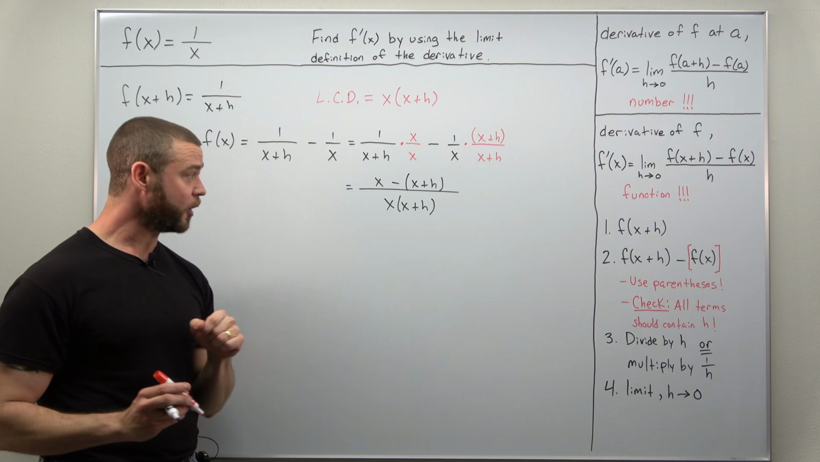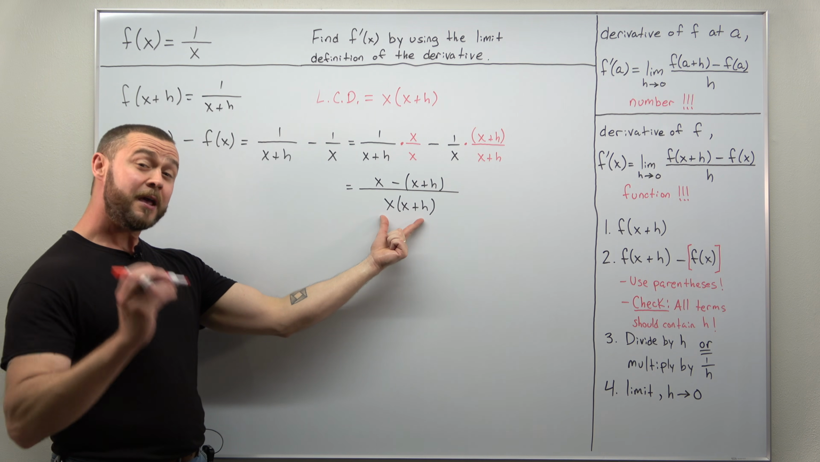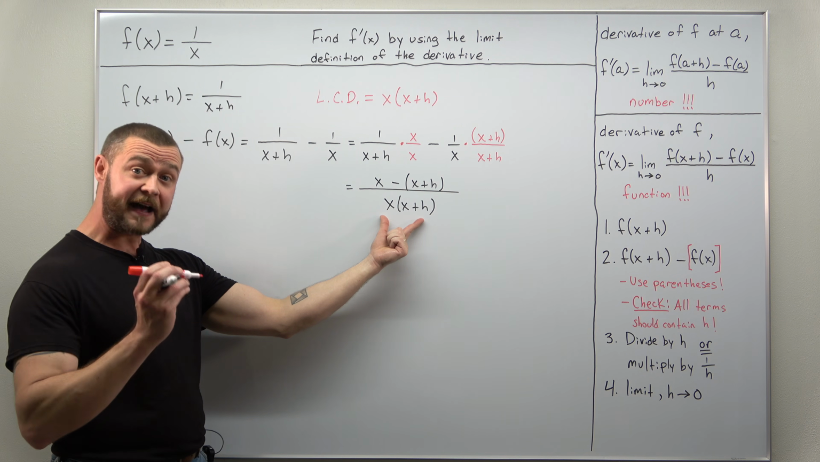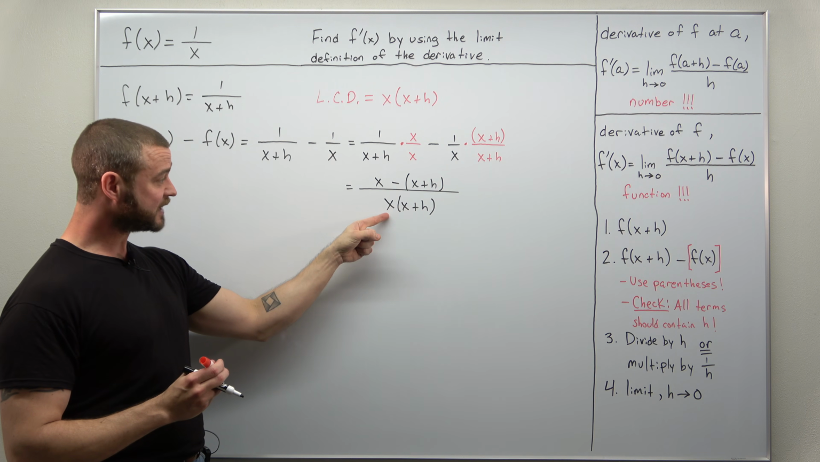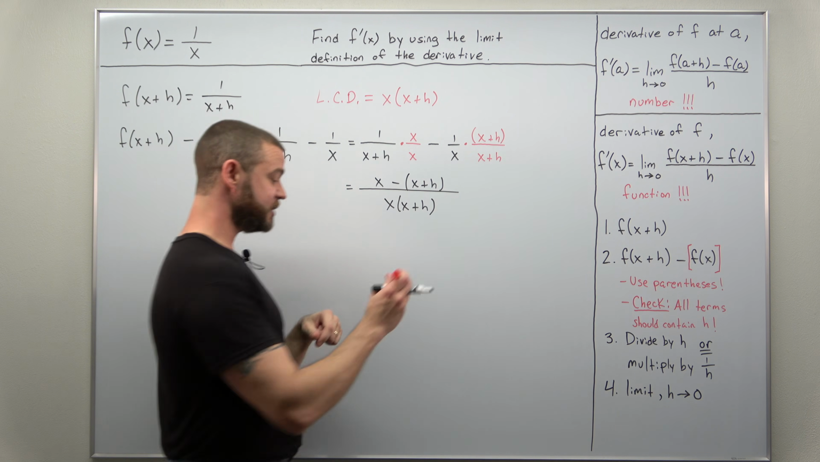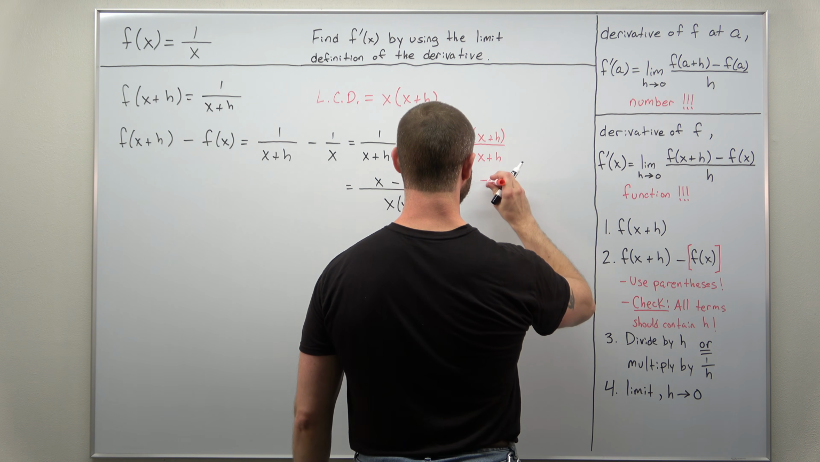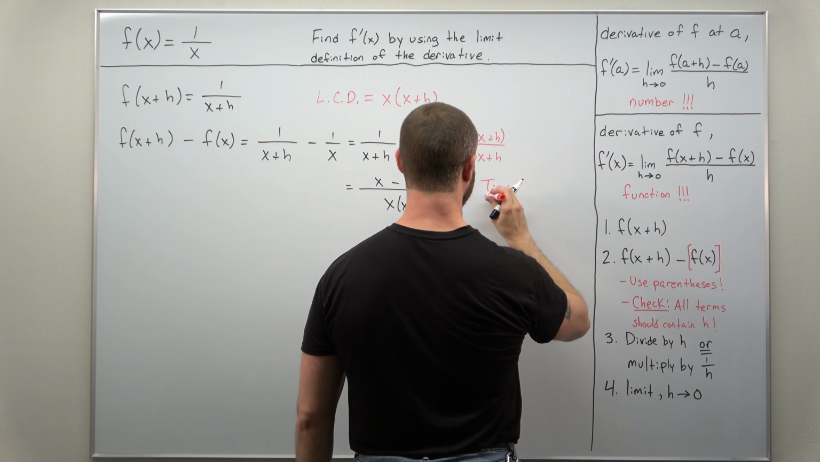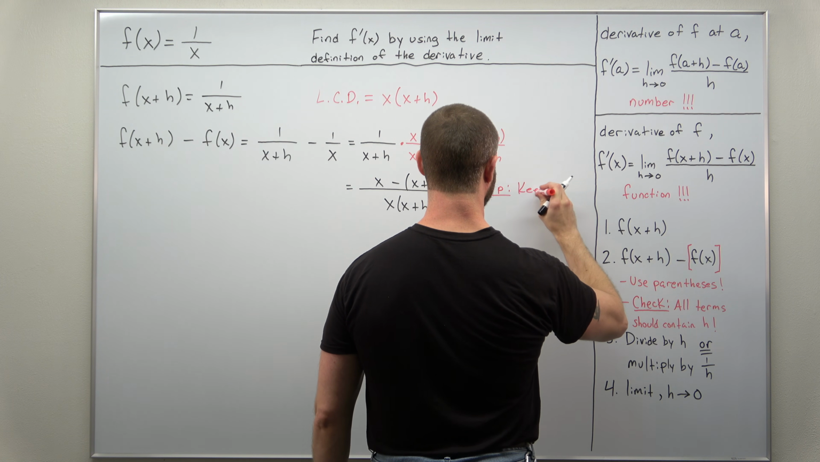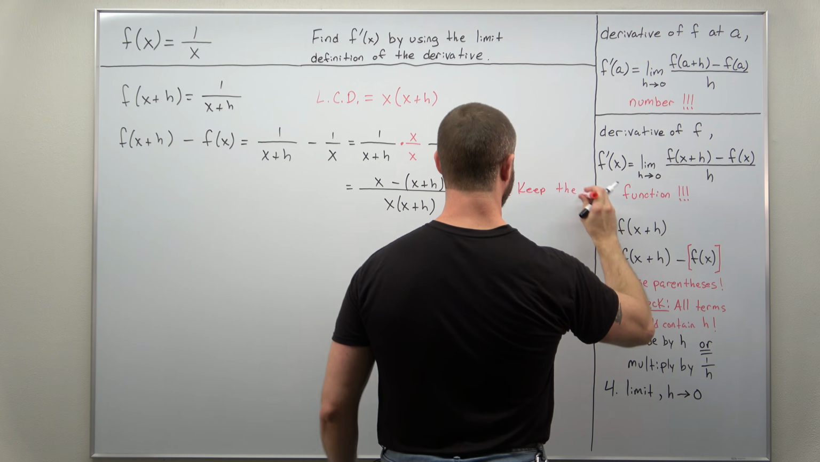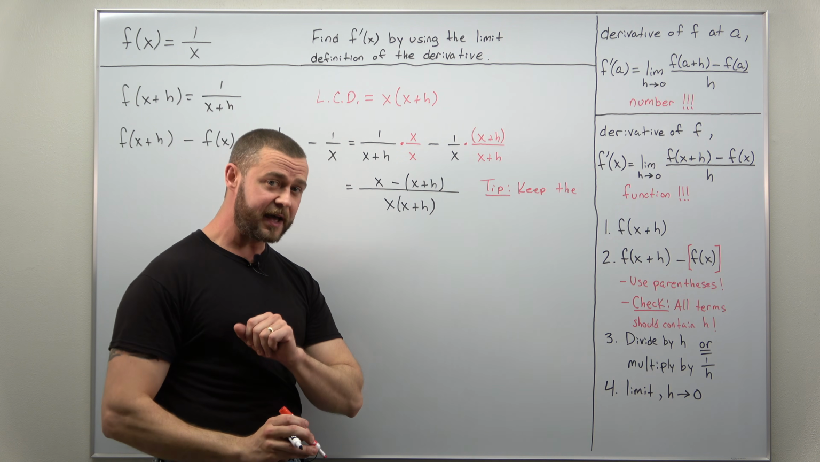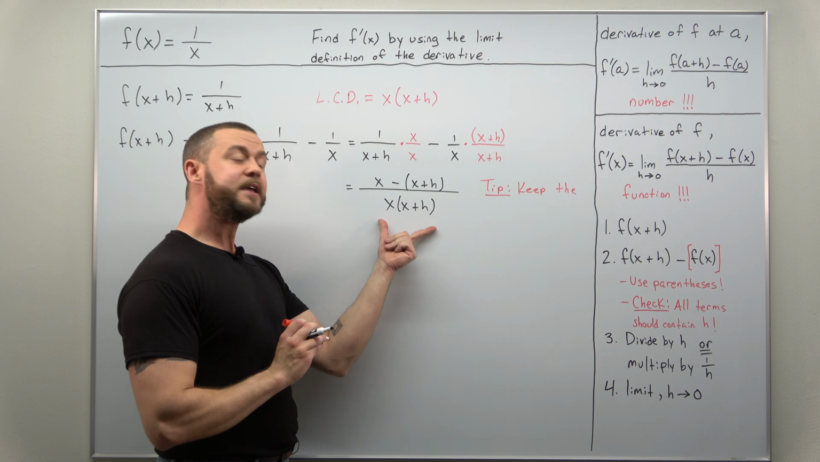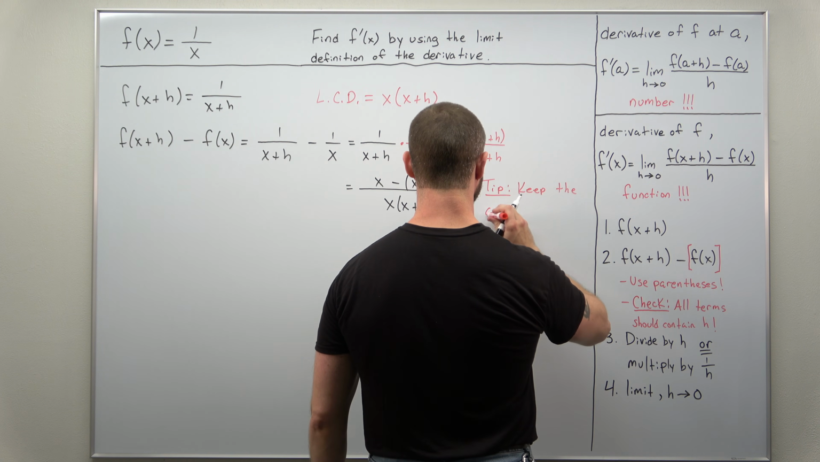Another thing which I want to point out, you can typically keep your denominators factored here. So don't worry about distributing or multiplying out x times x plus h. Let me mention that as a tip, which you want to keep in mind, but sometimes you want to go against this. The tip here, we're going to keep the denominator factored.